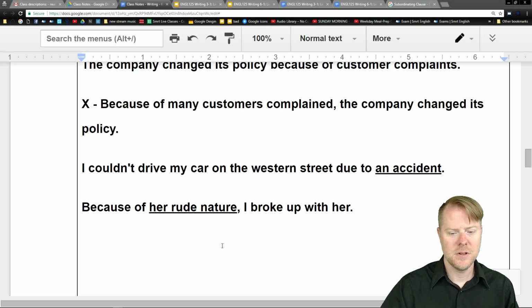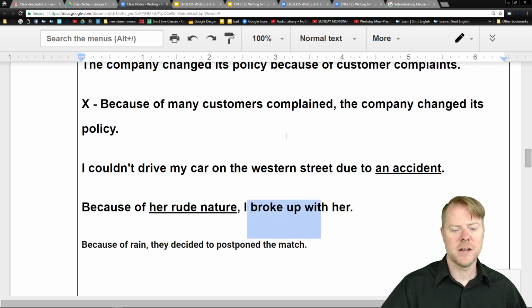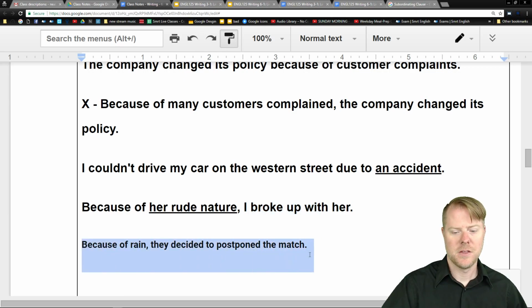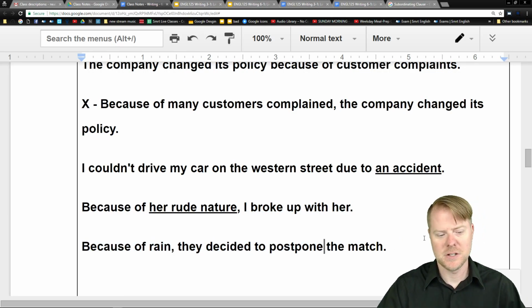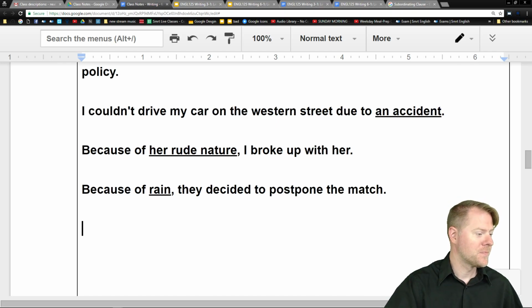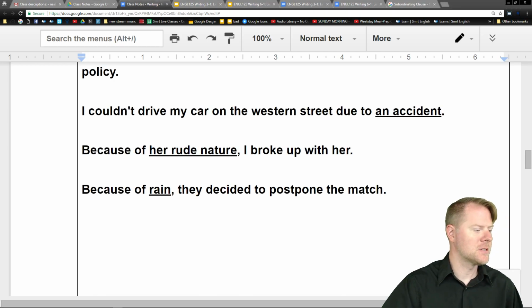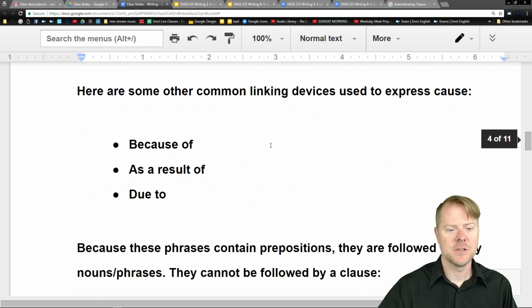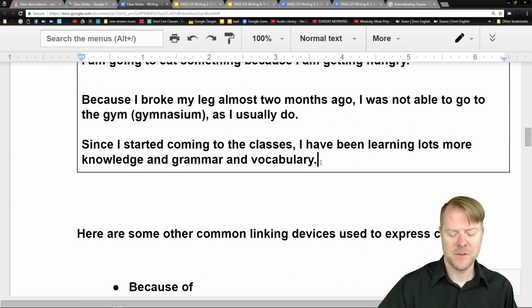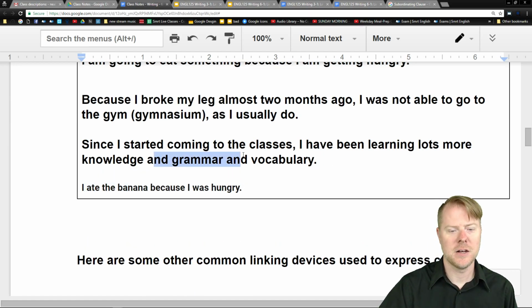Thushara, your example shows because of rain, they decide to postpone the match, and I'm going to make that present tense. Sometimes a noun phrase can be just one word, just the word rain, which is a noun. JB, your example, I ate the banana because I was hungry, is an example of the first kind. We have a dependent clause and an independent clause.